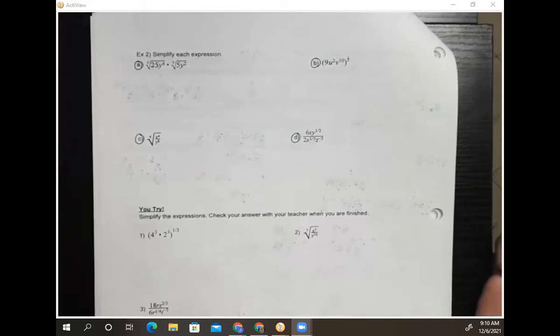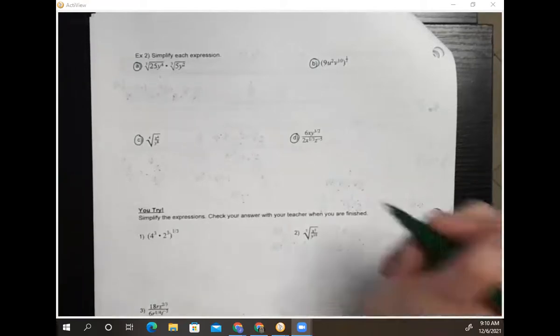Okay, so I want to do some more practice problems together. So on page 14, I want to take a look at example 2. These 4 problems up at the top. So for example 2, part A, I am starting with cube roots. Okay, and I have terms I want to combine that are inside roots.